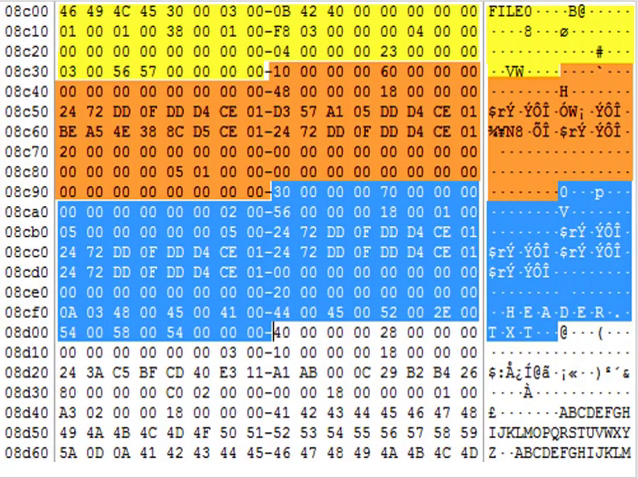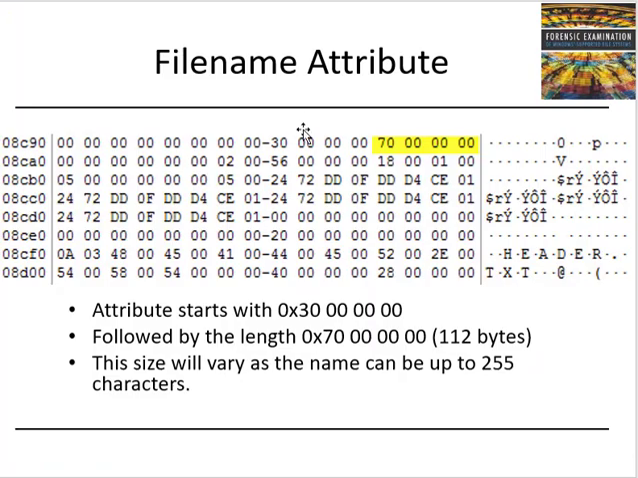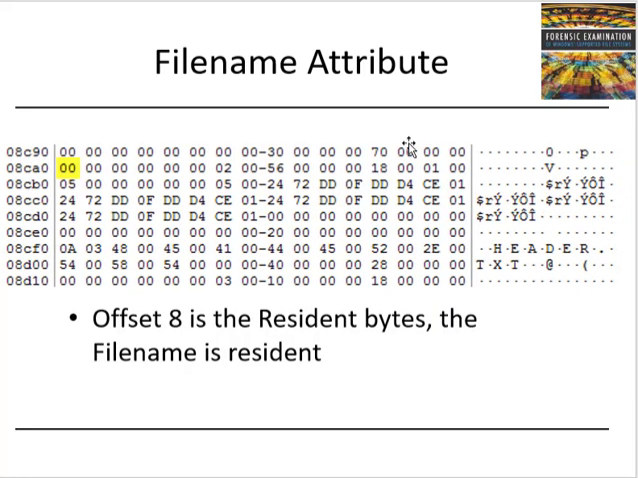Okay. So let's walk through this. Yellow is our header, orange is our standard information attribute, and now blue is our file name attribute. And again, we'll see that it starts with a 30 00 00 00. So in this particular case, the length of the attribute is 112 bytes. Again, this is going to vary for every file name, depending on how many characters you use. This is resident, so the name is actually stored inside the MFT, and you'll see it down in here. You're going to see that Unicode text right there.